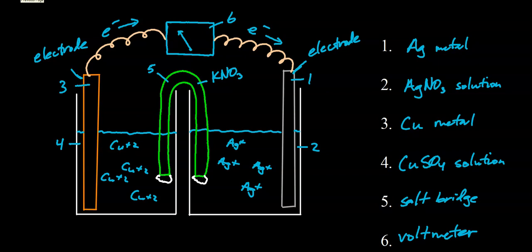Which half cell represents where the oxidation process occurs? Well, remember the electrons go away from what's being oxidized. So now we've got vowel association: anode is where oxidation occurs. Electrons go away from what is being oxidized. So over here on the left half cell, something is being oxidized.